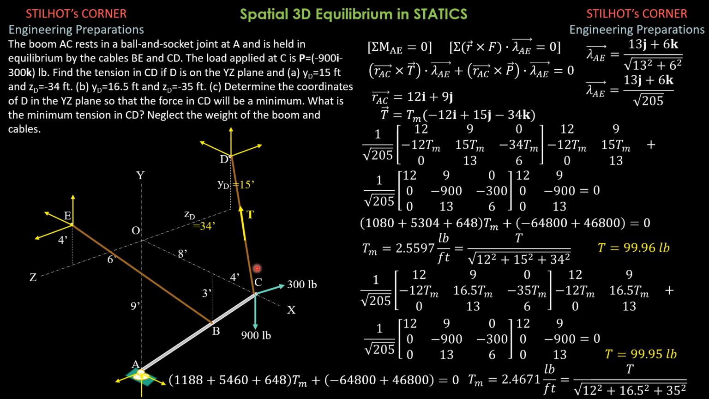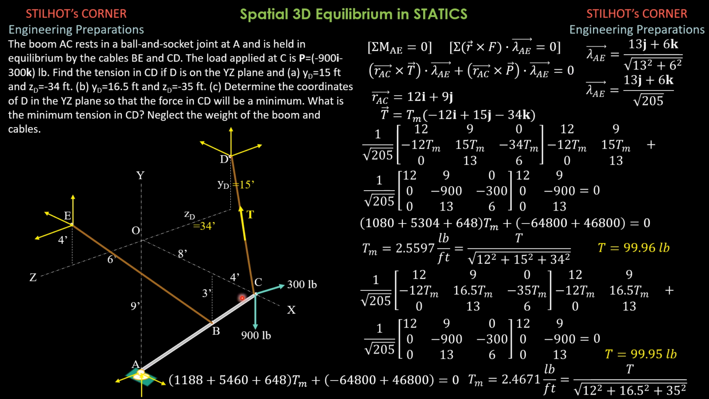Since these two forces are on point C, we have a common position vector from A or any point on the line of action of the axis. It may be A or it may be E, but I choose A. So RAC cross this force P and this force T. So RAC cross the tensile force in vector form, dot lambda of axis AE. And the second one for this load, RAC cross P, dot lambda of AE equals 0.